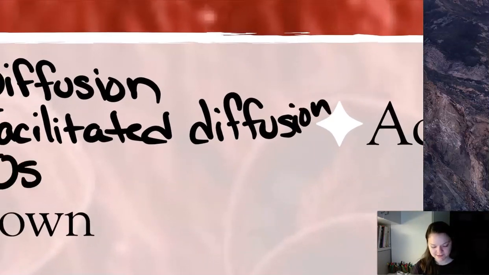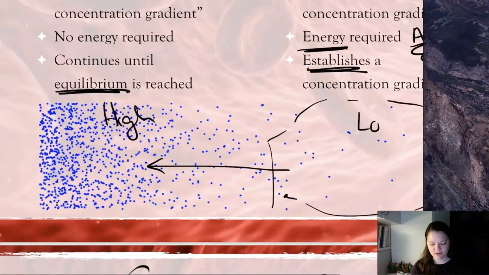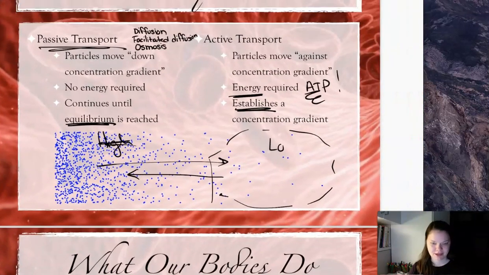And osmosis. Okay, so those are all about how material can get across the membrane. But in all three cases, we have material moving from high to low concentration. I feel like I was going to add more to that and then I didn't.